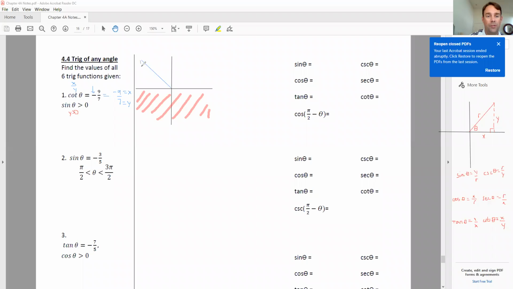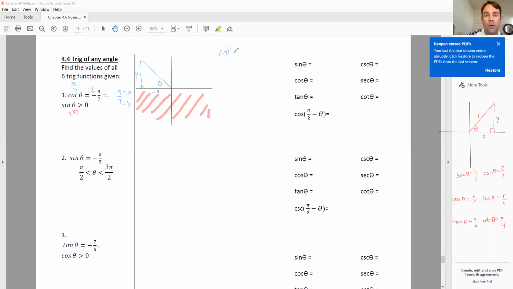Now, I know what some of you are going to say: wait a second, we're dealing with negative lengths. Yeah, but think of it more in terms of location, right? It's just dealing with a location. So x is negative 9, y is 7. So now I have to figure out what the r value is. Sine is not 7. Cosine is not negative 9, because this is not on the unit circle. So I have to figure out the r value.